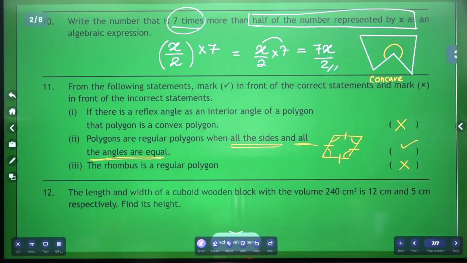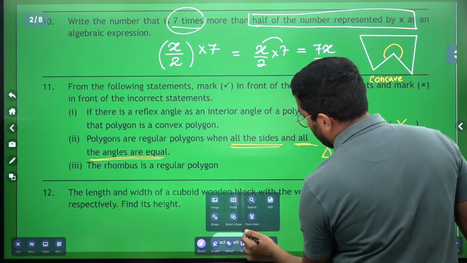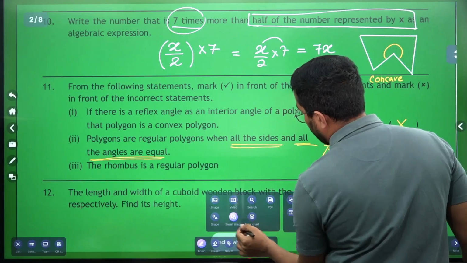Question number 12. The length and the width of a cuboid wooden block with the volume 240 cubic centimeters are 12 centimeters and 5 centimeters respectively. Find its height. It is asking us the height. Let's try to draw a cuboid.